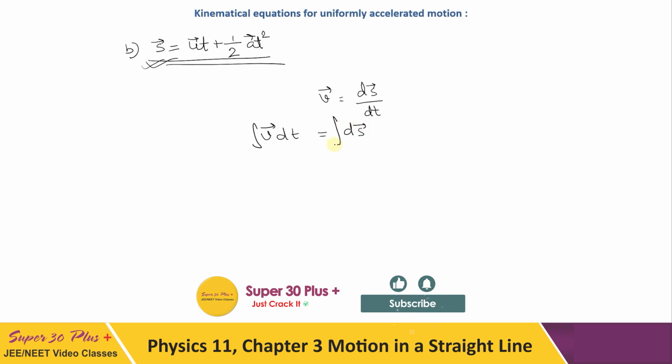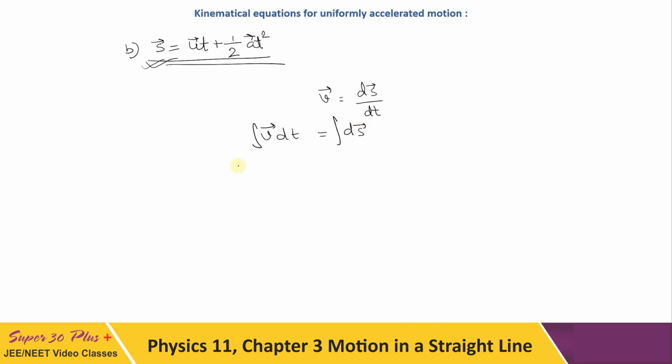Now here v cannot be taken outside the integral sign because this is not a constant. But of course, just now we have derived v is equal to u plus at. So instead of v, we can write u plus at and then integrate it, of course, within the limits 0 to t.